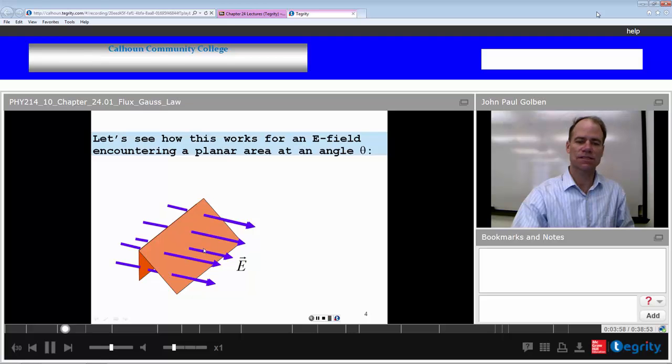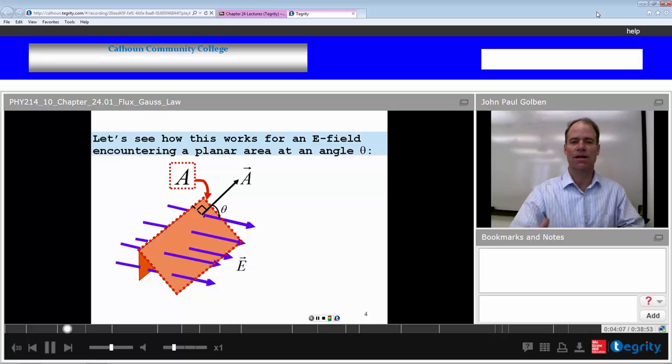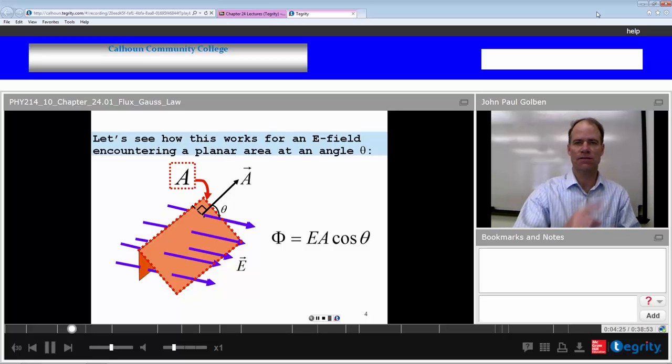Now if I looked at this second area, I could represent it by an area vector, a vector that has the magnitude equal to that area, and then a direction that's normal to the plane of that area. And I can describe the flux through this larger area as being equal to the magnitude of the field times the magnitude of that area times the cosine of the angle between the field direction and the area vector.